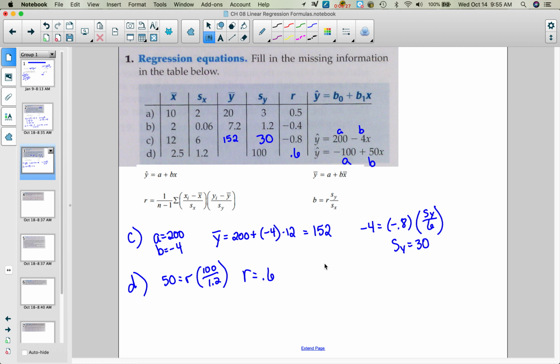And now I need y bar. I think I know everything else. So y bar is A, which is negative 100, plus B, which is 50, times x bar, which is 2.5. So I get 25. So I would fill that in here. So that's what you're going to do on a similar problem.